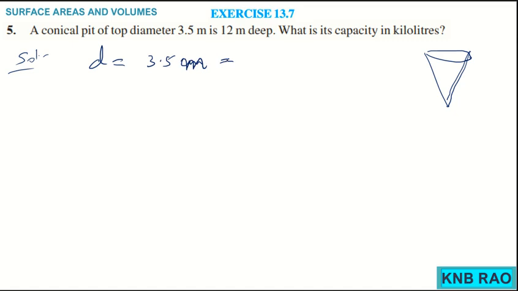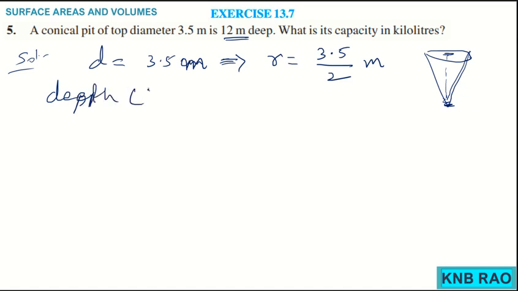It implies the radius will be 3.5 by 2 meters. Now deep, that means depth, they gave depth in one way is height only, H only. It is 12 meter. What is its capacity in kiloliters?